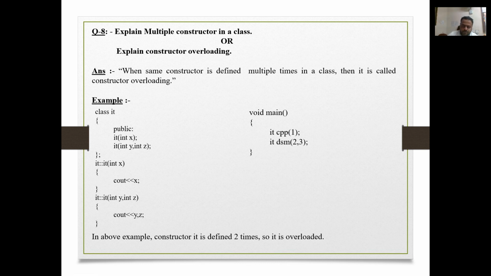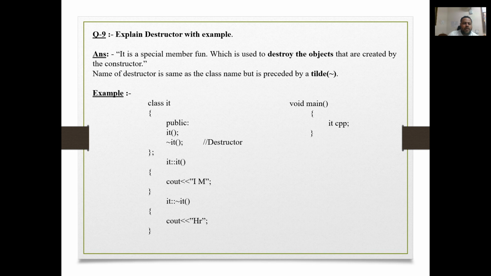Okay, now question 9 is explain destructor with example. It is a special member function which is used to destroy the objects that are created by the constructor. The name of the destructor is the same as the class name but preceded by a tilde. Whenever you press shift plus tilde on your keyboard, it will give you the sign like this, that is called tilde.